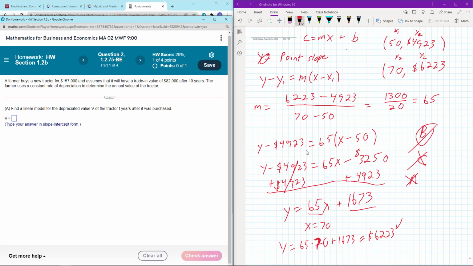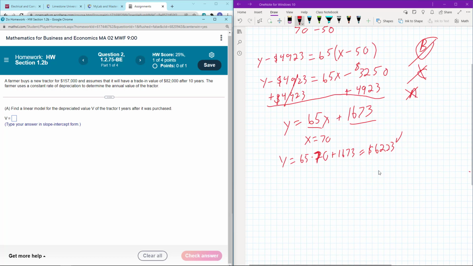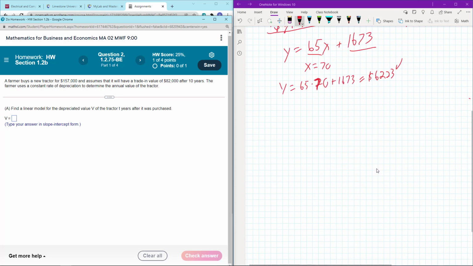And the question here is find a linear model for the depreciated value V at time t after it was purchased. Okay? Well, once again, we actually have 2 points. And really the points that we're looking for are basically the time that he's owned the tractor and the value of the tractor.